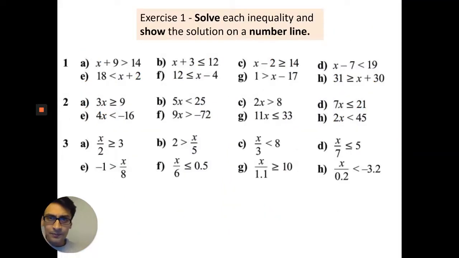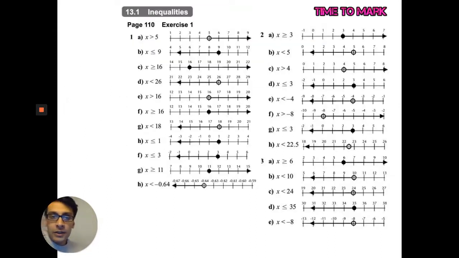I want you to do just any 3 questions working down the page. For example, you might do that one, that one, and that one. So any 3 questions down the page. Pause the video and I'm going to show the answers in a second. Okay, so you should have done 3 questions. Check your answers. Here are the answers. Pause the video if you need more time to mark. I'm going to move on to the next thing.